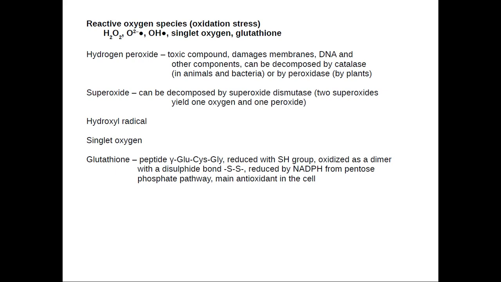to reduce hydrogen peroxide. And many plants have an enzyme called peroxidase for this purpose. So the reaction catalyzed by peroxidase is a reaction of hydrogen peroxide with the reduced form of some compounds, and it produces an oxidized form of some compounds.